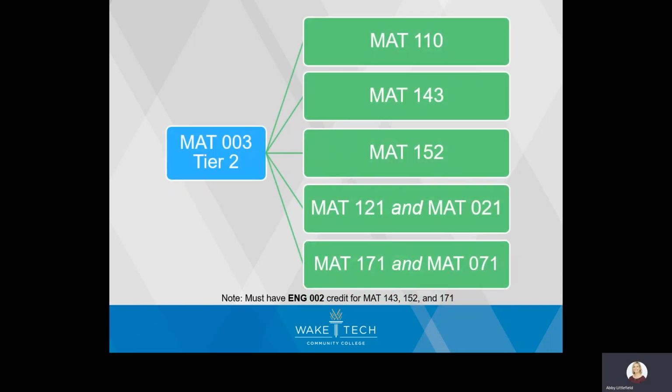For those of you that get through Tier 2, you'll notice instantly that your options just got a lot larger. So now you can take Math 110, Math 143, or Math 152 without a co-requisite. And you can also take Math 121 or Math 171 with a co-requisite. Math 121 is Algebra Trig. Math 171 is Pre-Calculus Algebra.